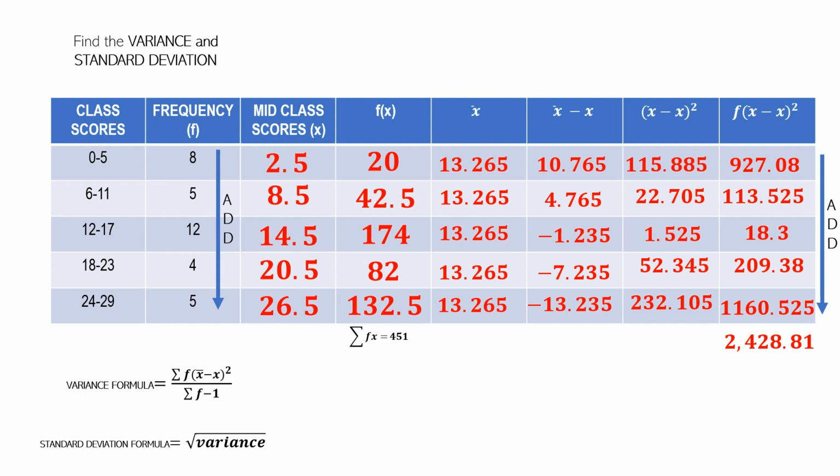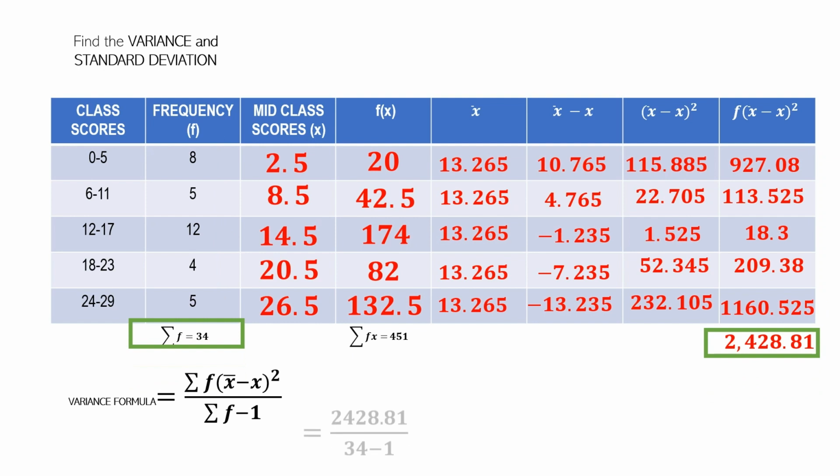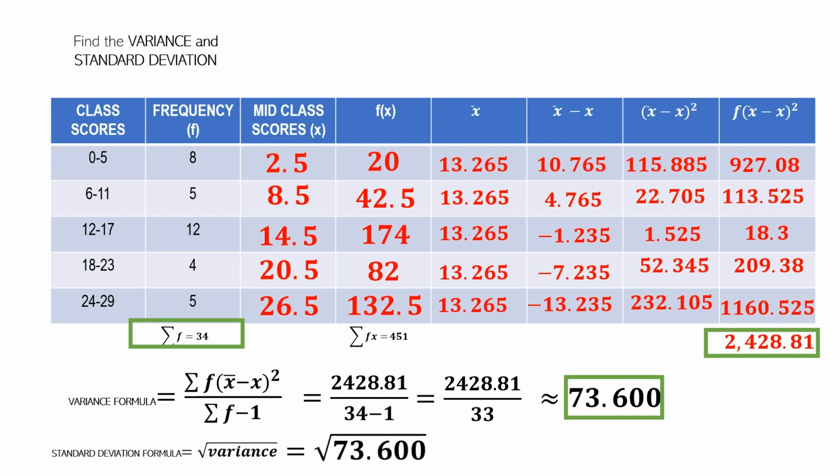Substitute these in the variance formula. We have 2428.81 divided by 34 minus 1. 2428.81 divided by 33 is approximately 73.600. Thus, the computed variance is 73.600. For the standard deviation, use the computed variance. Take the square root of the variance, which is the square root of 73.600, approximately 8.579.